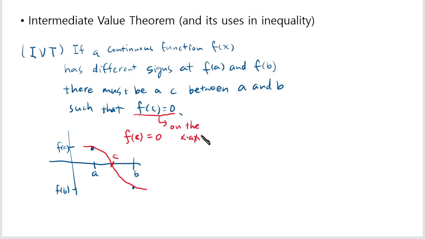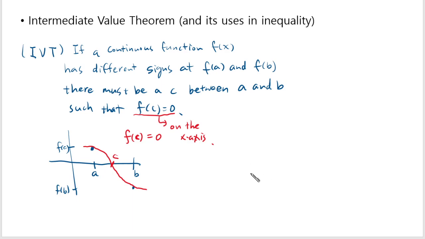Graphically, the above theorem is simply saying, if you have something positive, something negative, and it's continuous, meaning the graph is connected, then it must pass through the x-axis. It must cross the x-axis at some point. Now, this is a very obvious theorem, and there is a rigorous mathematical proof for this IVT, but we'll just make use of it.